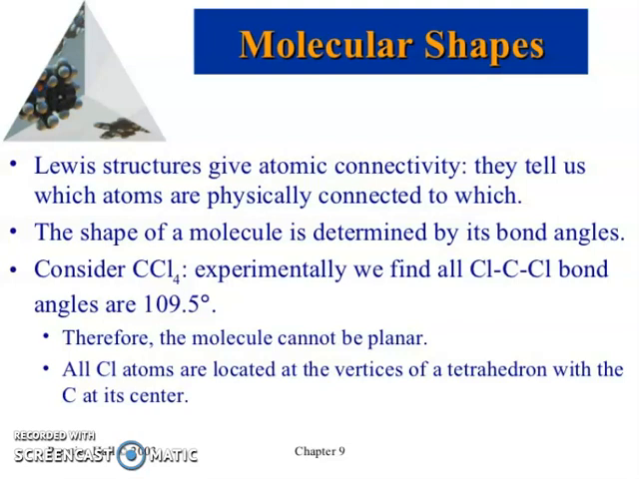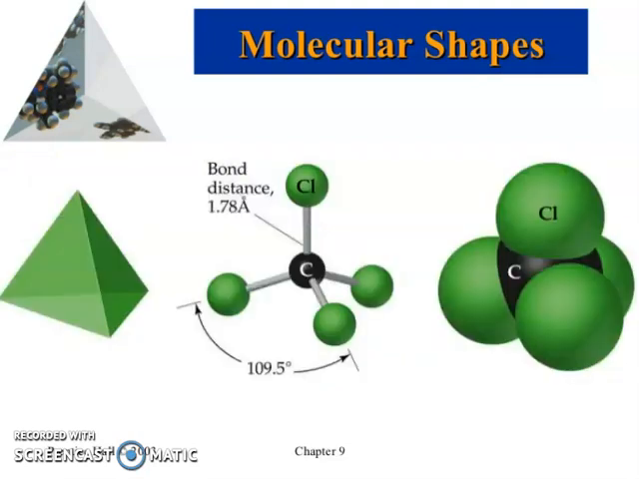Consider carbon tetrachloride. Experimentally, we find all chlorine bond angles are 109.5 degrees. Therefore, the molecule cannot be planar. All chlorine atoms are located at the vertices of a tetrahedron with the carbon at its center. You can see the bond distance 1.78 angstrom and bond angle 109.5 degrees.